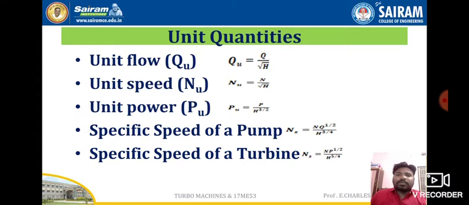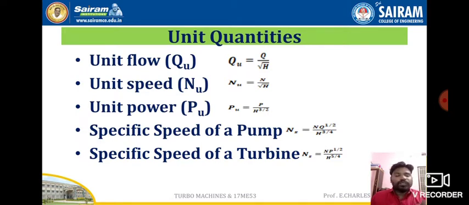From the definition of unit head, we take H is equal to 1 meter and Q is equal to Qu. Then Q is equal to Qu into root H. So the unit flow Qu is equal to Q by root H, that is, discharge divided by root of head. So this is the formula for unit flow.